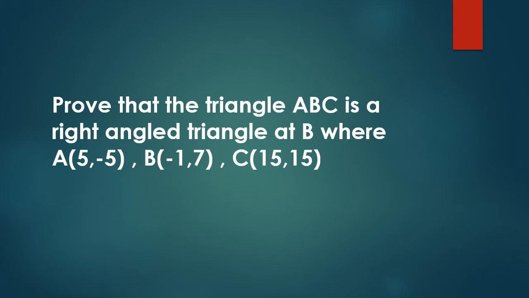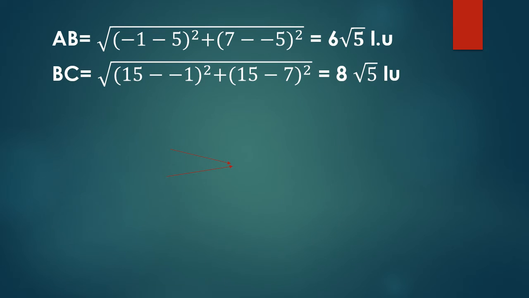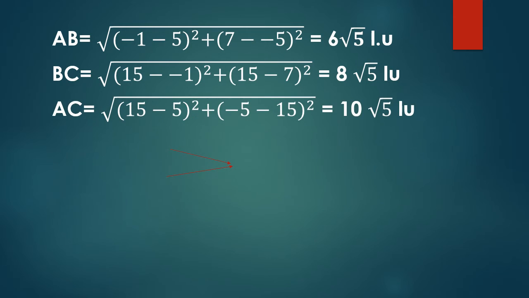Another example: prove that the triangle ABC is a right-angled triangle at B, where A (5, -5), B (-1, 7), C (15, 15). We have 3 types of triangle according to angles: the acute-angled triangle, the right-angled triangle, and the obtuse-angled triangle. First step, we must get the lengths of all sides of this triangle. AB will be 6 square root 5 length units, BC 8 square root 5 length units, and AC 10 square root 5 length units.